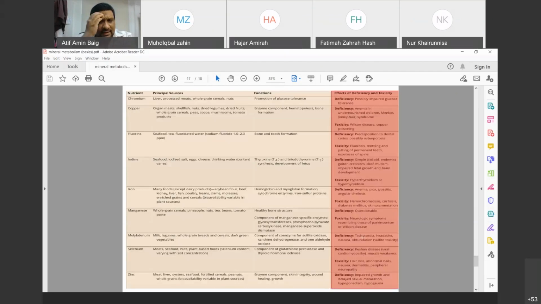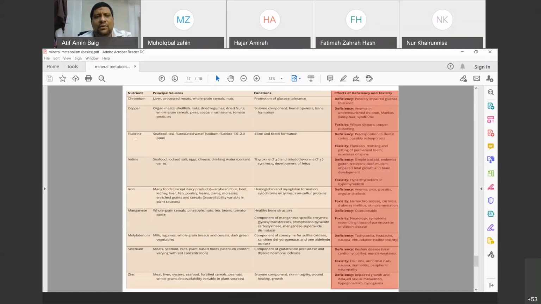Okay, now this, I think I'm just finishing up the lecture, and this is one of the easiest slides. What you need to remember here, for example, the chromium: some of them have toxicity, some of them don't have toxicity. For example, chromium, if it is deficient, it will result in possible impaired glucose tolerance.